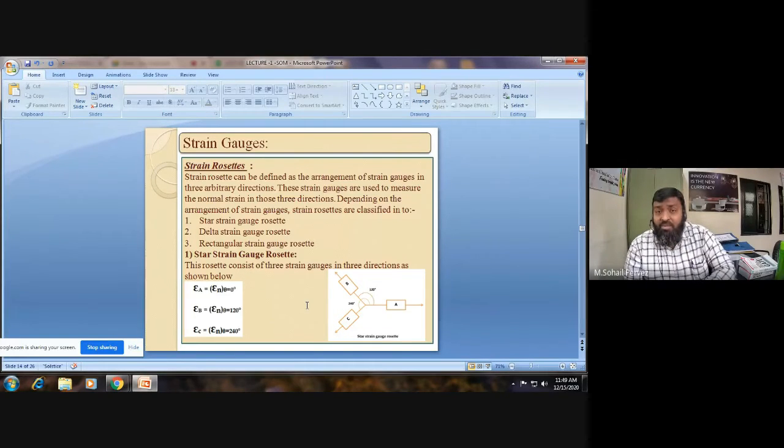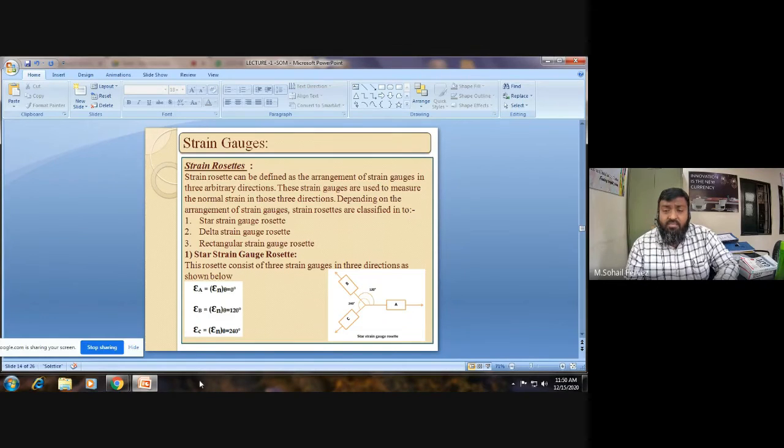To eradicate this problem, we use strain rosettes. Strain rosettes are basically an arrangement of strain gauges in arbitrary directions. Depending upon the arrangement, these strain gauges are classified as star, delta, which is most widely used, and rectangular rosettes in mechanical engineering, specifically aircraft. You might also have seen them in shafts and in gears for their deviation. So we can use them in all these applications.